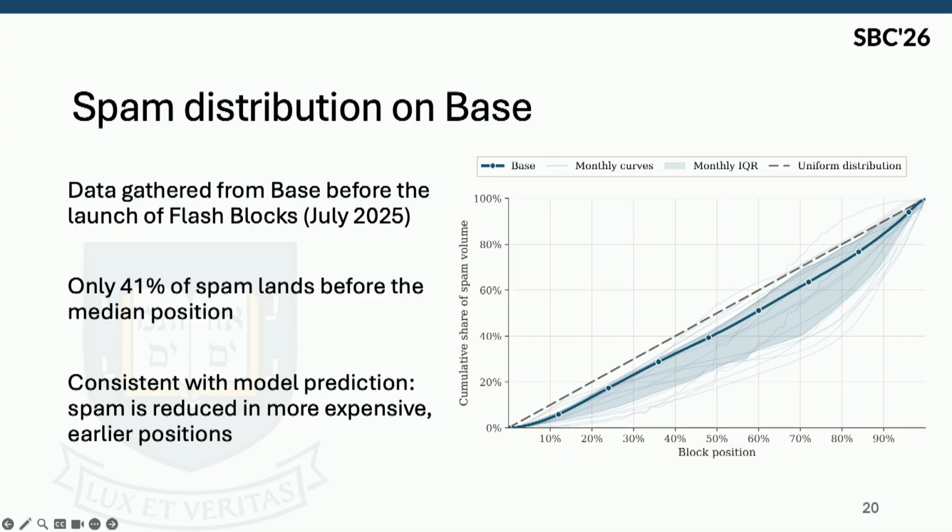So we're using the data gathered from Base before the adoption of Flashblocks. We can see that only 41% of spam lands before the median, which means that there is less spam in the earlier parts of the block, which is consistent with our model prediction.